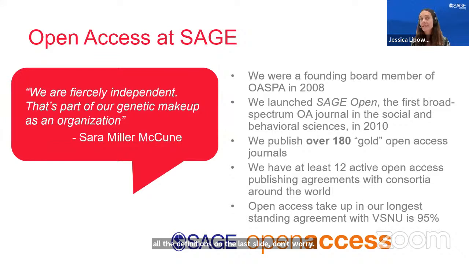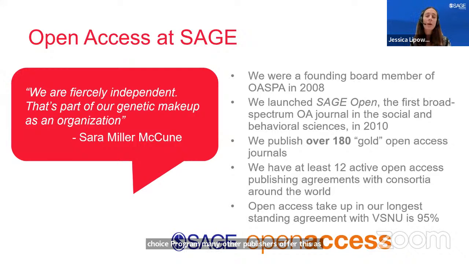So open access has been around quite a long time here at Sage. We were a founding board member of OASPA in 2008. Sage Open, who you might be familiar with, was our first broad spectrum open access journal in social and behavioral sciences that launched in 2010. And now we publish over 180 gold open access journals, what are considered fully open access. And we also offer hybrid open access through our Sage Choice program. Many other publishers offer this as well, where you can publish open access in a traditional subscription journal.